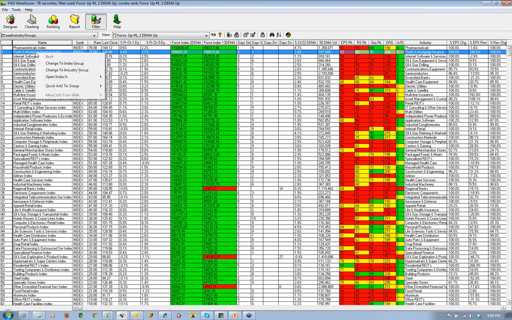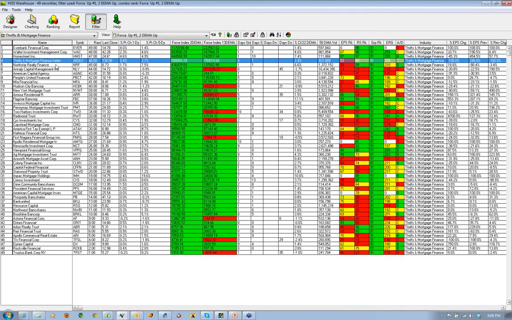Thrifts and mortgages. I don't know most of these companies from Adam. The only one that I'm in right now is OCN, and one of the managers who manages my money is in Annaly. A lot of these things, and actually I bought Flagstar last week, so I guess I didn't realize it was in this group as well. So these things also have some earnings power.